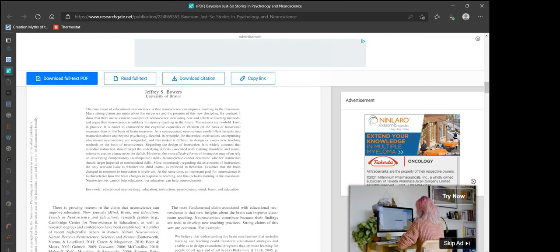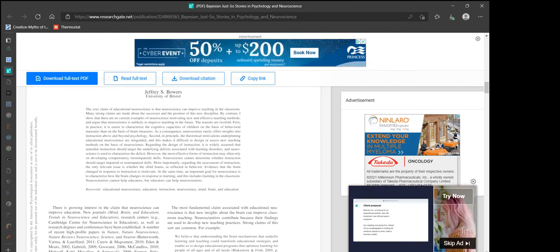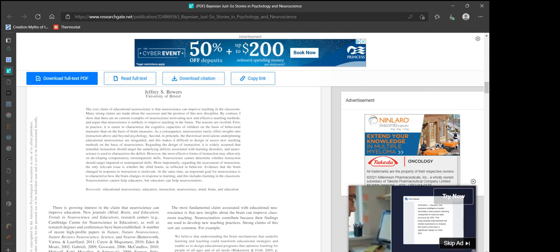The core claim of educational neuroscience is that neuroscience can improve teaching in the classroom. Many strong claims are made about the successes and the promise of this new discipline. By contrast, I show that there are no current examples of neuroscience motivating new and effective teaching methods, and argue that neuroscience is unlikely to improve teaching in the future.